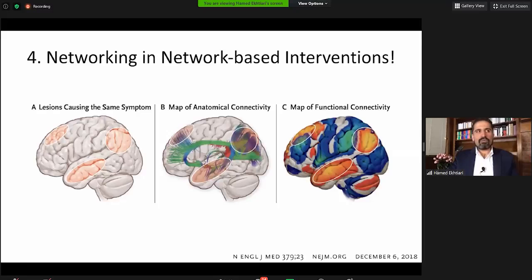But the question would be, okay, if you're interested, if you feel that it is an interesting field for science and you are interested to get engaged, I'm going to give you a few slides in the last part of my talk about potentials, how you might be able to get involved in the process that we are doing, which are called networking in network-based intervention.